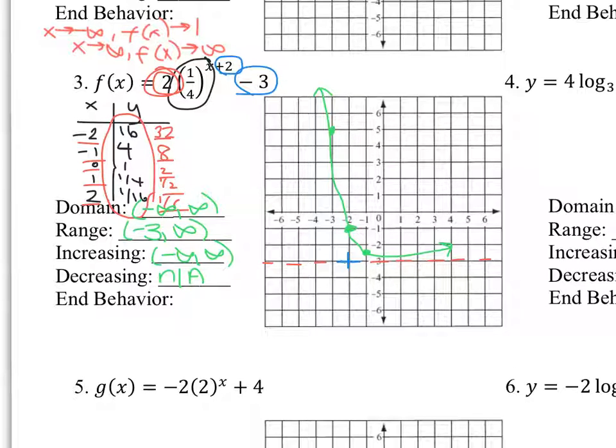All right, so end behavior. As x is going to negative infinity, where's y going? When x is going to negative infinity, my y value is going up and up and up and up. It's going to positive infinity.